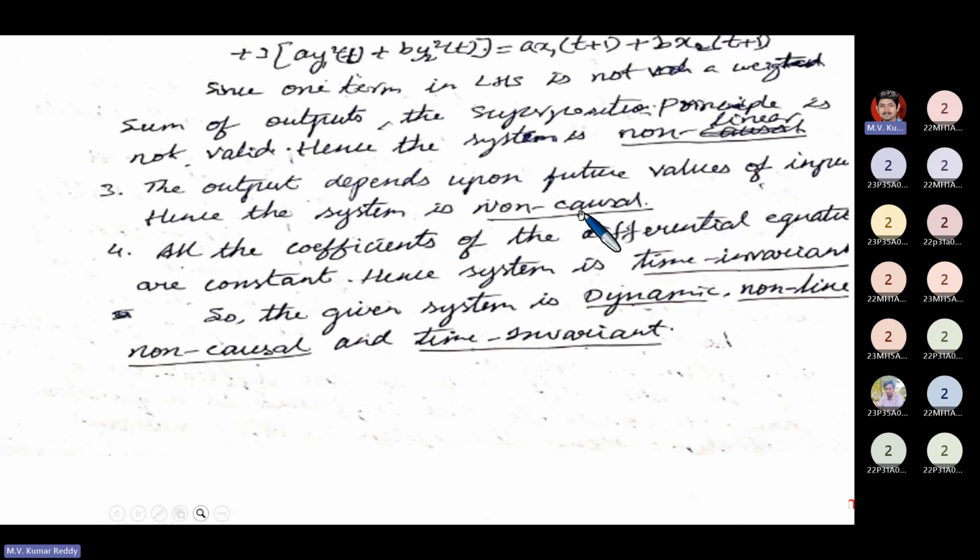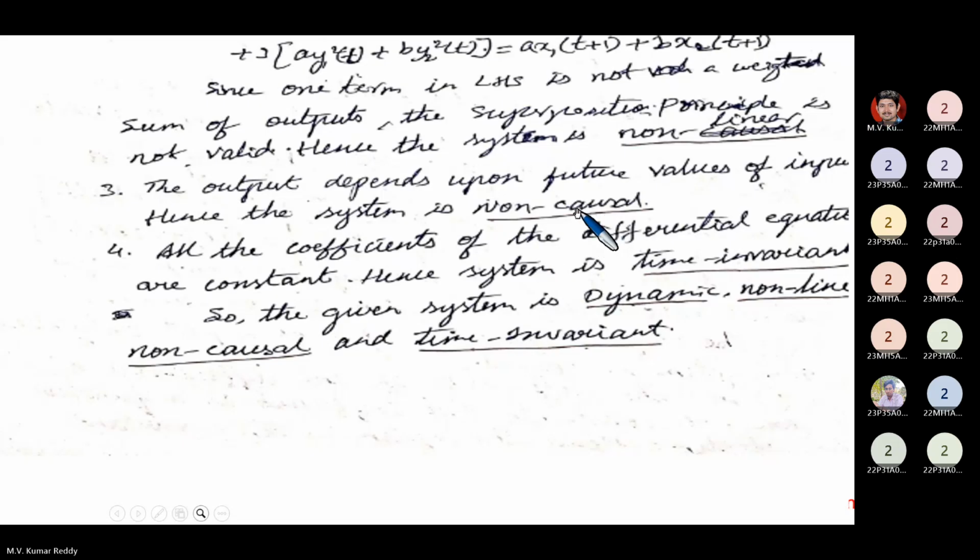Then how is it causal, sir? If the system depends only on present and previous values, then this is called causal. Here we have only two terms, non-causal and causal. For non-causal, if you have future terms, then it is called non-causal. If you have only present and past, then it is called causal. Got it?